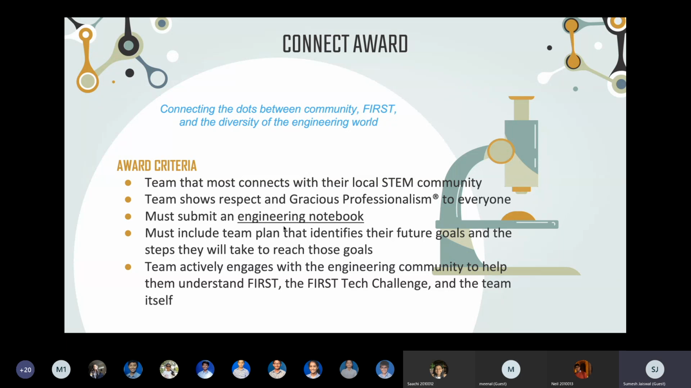So you need to identify future goals. What the judges will look at for this Connect Award is not just the team that has done a lot of outreaches. Your team may do 10 outreaches, go out to 10 different schools or clubs. But if you don't have a plan to continue these outreaches after FTC is complete, and you're not able to convince the judges of that, then the judges will not consider you. So the Connect Award is all about having a long-term plan for doing these outreach activities, even after FTC is over. This is what the judges will be looking at when they evaluate your team for the Connect Award.